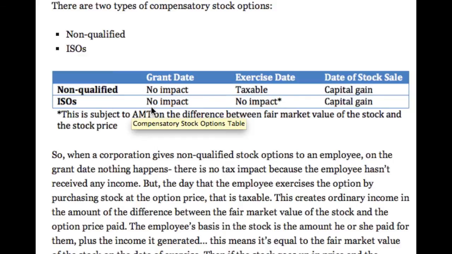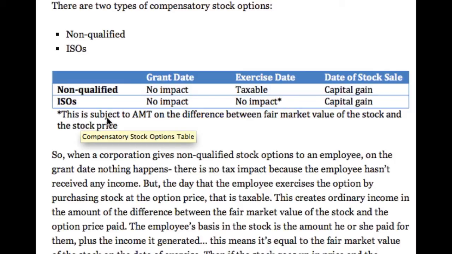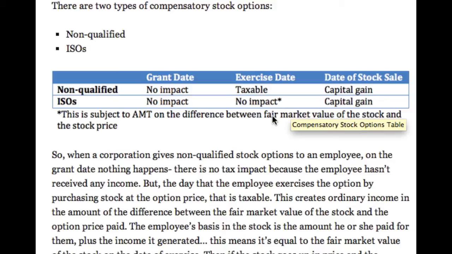Now, on the ISOs, there's no impact on the grant date. There's also no impact on the exercise date. There is an asterisk right here. If you look, it says this is subject to the alternative minimum tax on the difference between the fair market value of the stock and the stock price. So that would apply if that taxpayer is subject to the alternative minimum tax. And then on the date of the stock sale, there is a capital gain as well, if there was a gain.